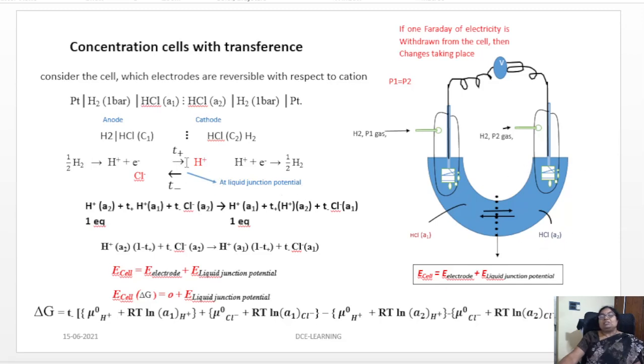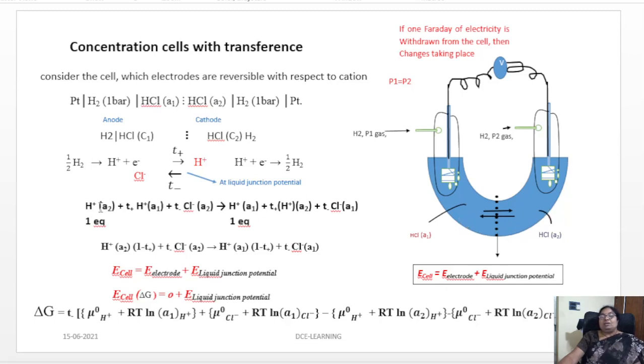If T plus is the transference of the H plus ion, which we represent by the transport number, then T plus is for H plus and T minus is for the Cl minus ion. T plus of H plus is transferred from left to right, while at the same time Cl minus moves from right to left, going to the cathodic or anodic side.